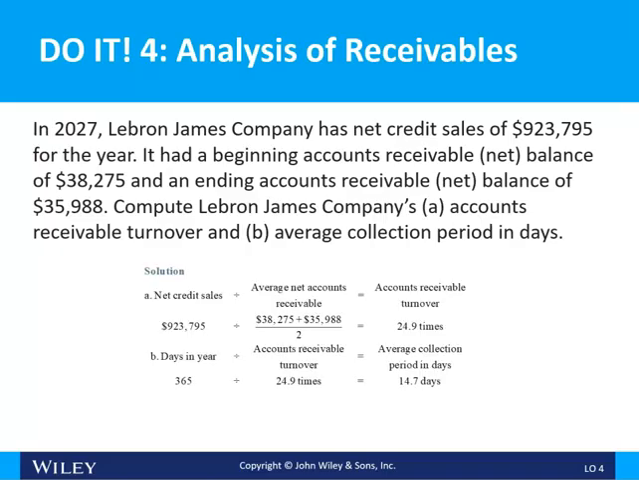And if we do that with this data, we take the 923,795 divided by the average net accounts receivable. So 24.9 times is the accounts receivable turnover. And if we turn that into days, 365 divided by 24.9, it's 14.7 days. So on average, we're getting paid in less than 15 days when we make a credit sale.